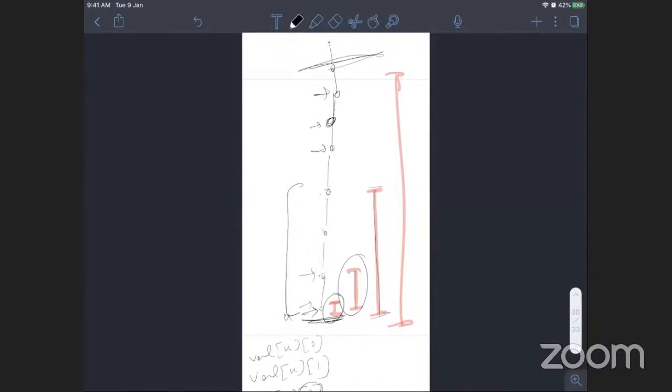You get the definition of val now. Who's the max guy on that path? In this path, this node, this node, this node, this node. All these nodes.